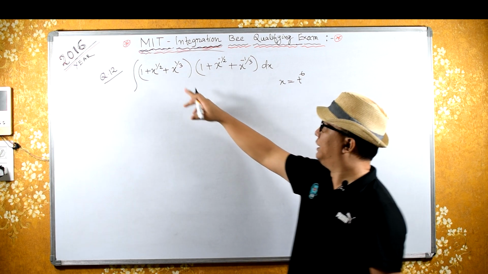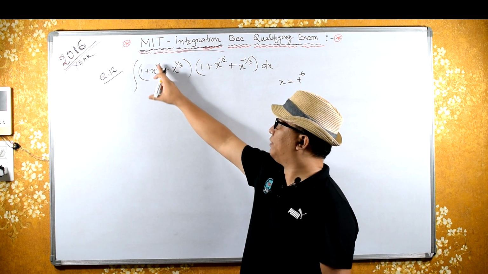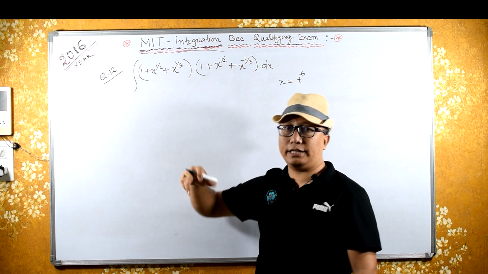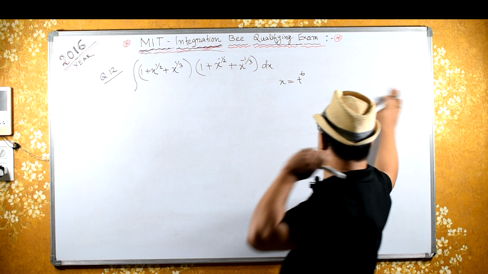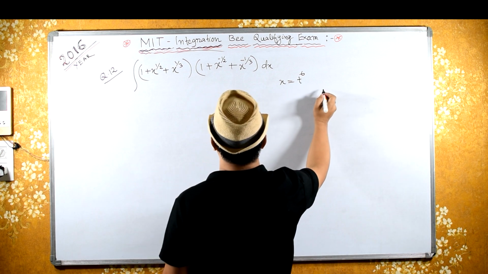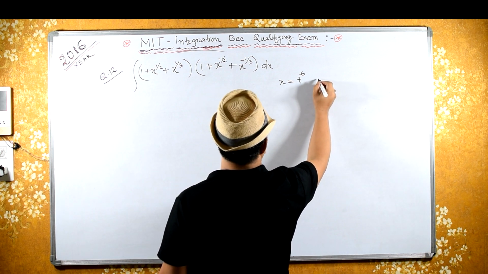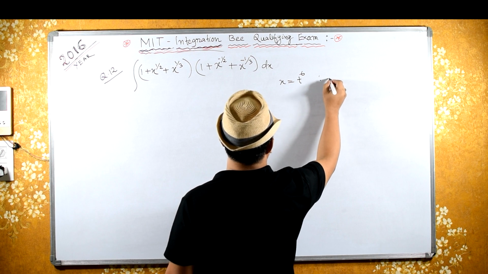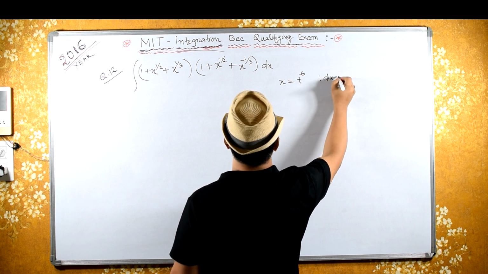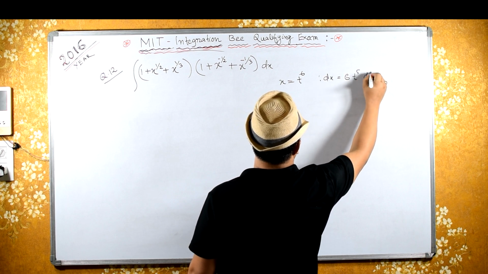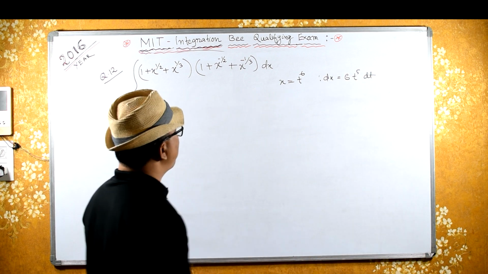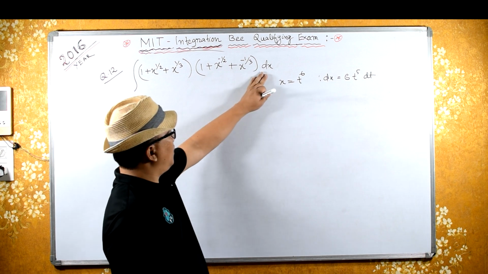Here we have rational numbers, half and 1 by 3. Let's bring them to some natural number. Now, if it is this, then what is dx? dx is 6 t raised to 5 dt. Okay, now you are getting dx.